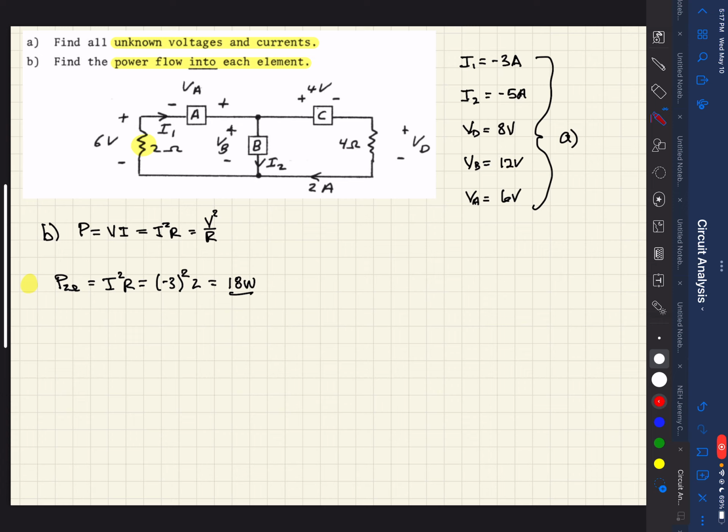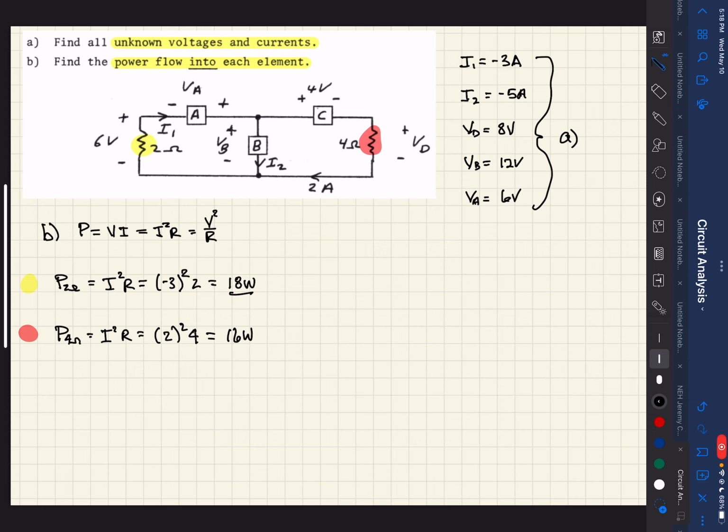So next, we've got the 4 ohm resistor, which is right here. For the 4 ohm resistor, we can do the same type of thing. So I will put that one here. And power through the 4 ohm resistor. Again, we know the current, so we can use the I squared R form of that. The current was 2 amps. So we square that, and the resistance is 4 ohms. When we calculate that out, we should get 16 watts. Okay, so far so good.